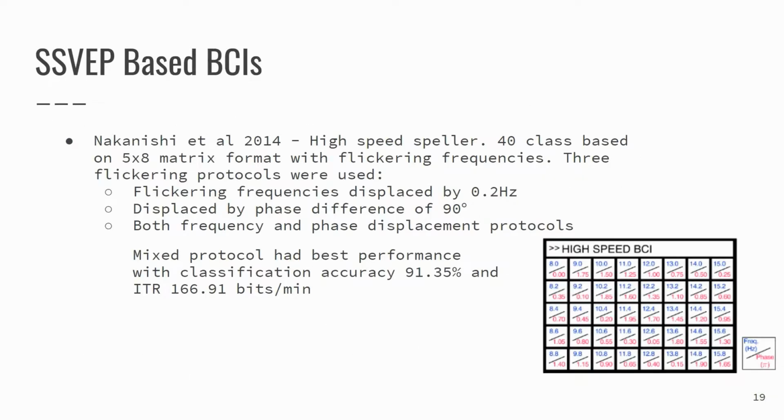Next, this is a matrix based speller which has 40 classes, and it is based on both frequency and phase classification. Its classification accuracy was 91.35%, and the information transfer rate was 166.91 bits per minute.